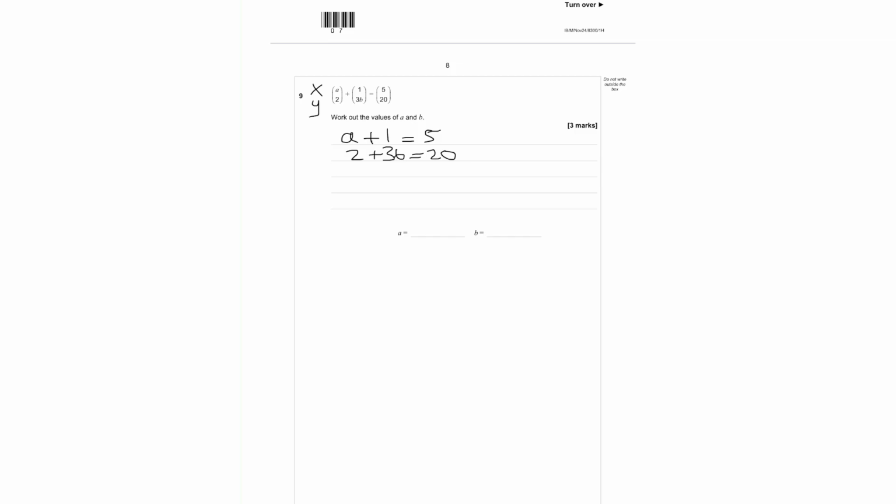Well, a plus 1 equals 5 means a must be equal to 4. If we work through the second one, we have that 3b is going to be equal to, if we subtract 2 from both sides, we get 3b equals 18. And then if we divide both sides by 3, we get that b is equal to 6. And that is our answer.